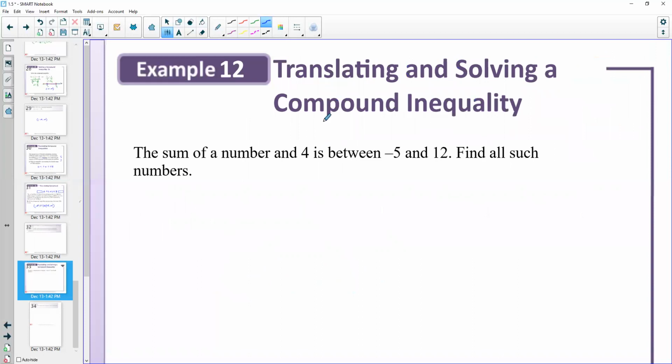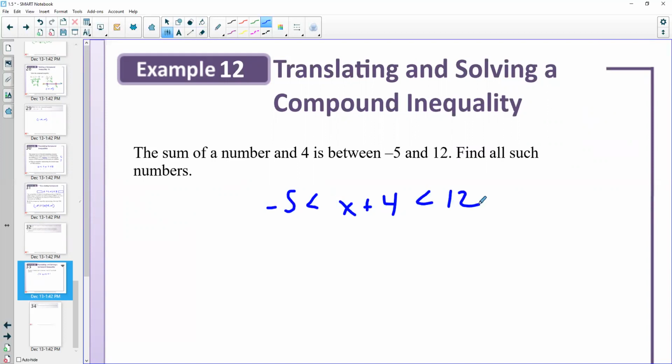And then there's one more. So this is a problem that says the sum of a number and 4 is between negative 5 and 12. Find the numbers. So think about what it says. It says the sum of a number and 4. Well, I would write that as x plus 4. The sum of a number and 4 is between negative 5 and 12. So it's greater than negative 5, and it's less than 12.